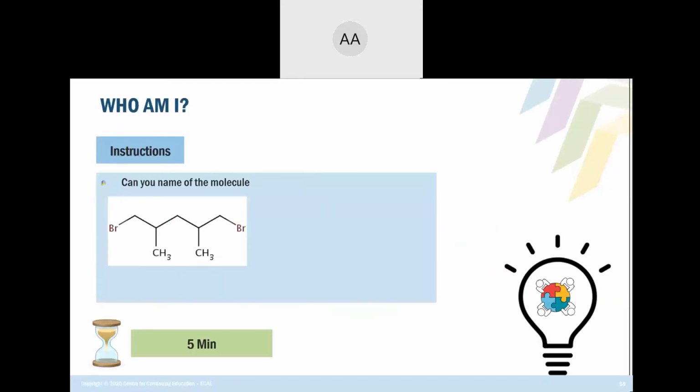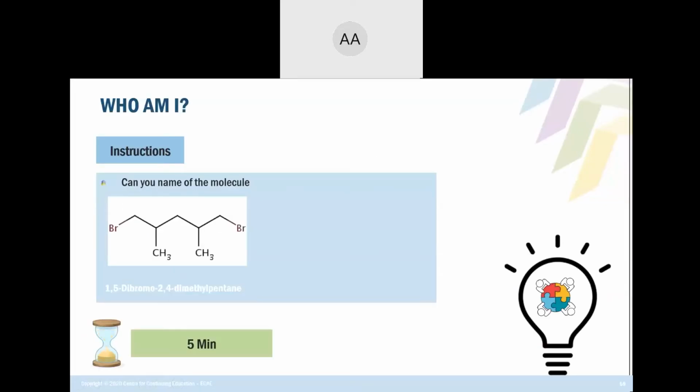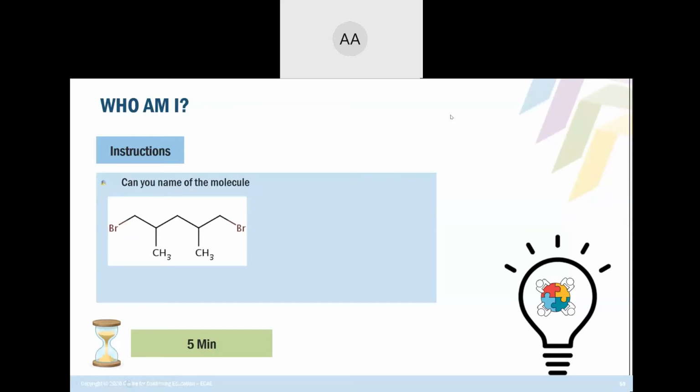So, 5 minutes. Can you name the molecule? Be back with you in 5. Use your learner guide to see how to apply the IUPAC nomenclature rules. Okay, let's see your answers then. Let's have a look. Okay, so could you name the molecule? How long did it take you, and were you able to use the nomenclature rules in the learner guide?